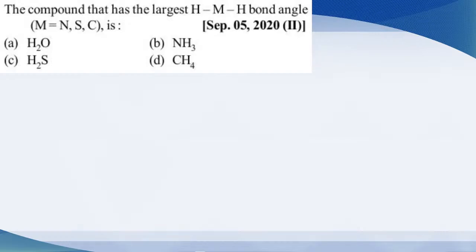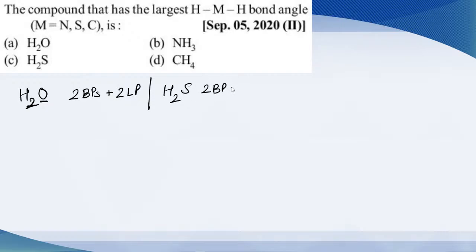Next, compound that has the largest HMH bond angle. So in H2O, tell me how many bond pairs are there and how many lone pairs are there. Oxygen is central atom, so 2 hydrogens are attached. That means 2 bond pairs. And tell me how many lone pairs. Again 2 lone pairs, because oxygen has total 6 valence electrons. Out of 6 valence electrons, 2 are used. So 4 electrons left unshared. So 2 lone pairs. Same is the case with H2S.